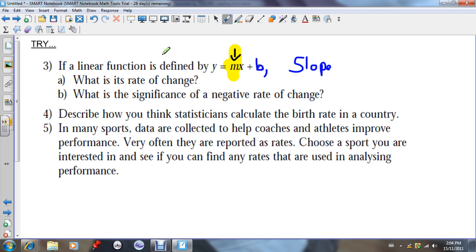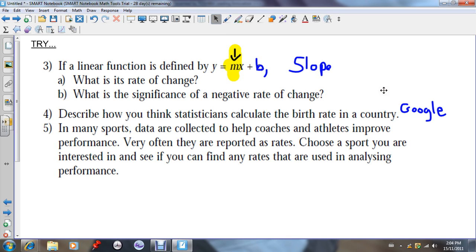Now, next part says, what is the significance of a negative rate of change? I'm not going to tell you that. You can come up with that on your own. Discuss that together, and you should be able to come up with something. If not, Google it. You can use the computer there in my room. Now, number 4 says, describe how you think statisticians calculate the birth rate in a country. Well, think about it, but you can also Google it. I Google everything. So just Google it and see where it comes down.